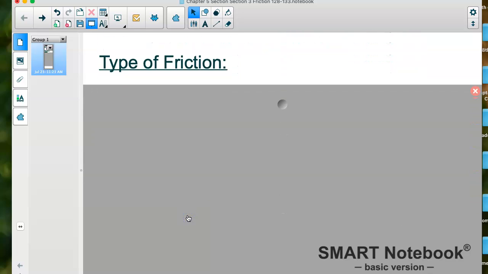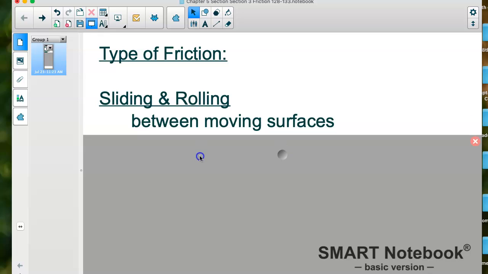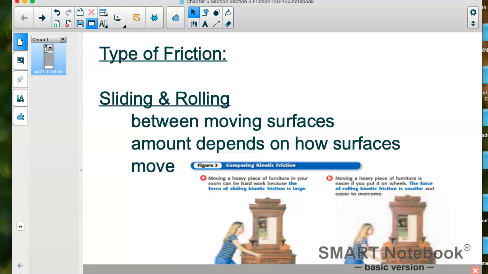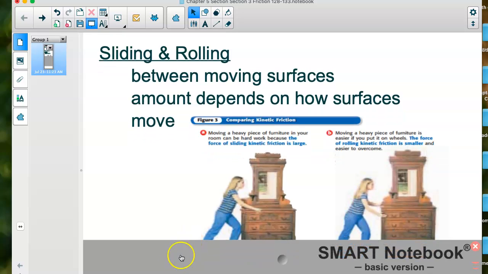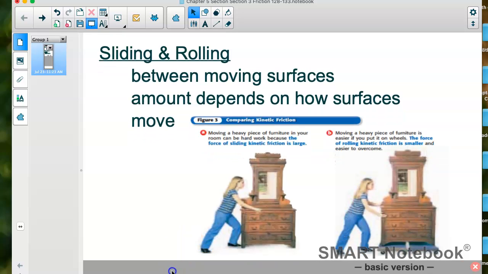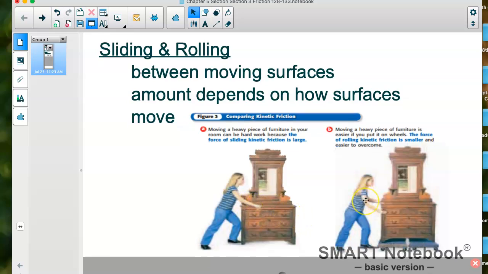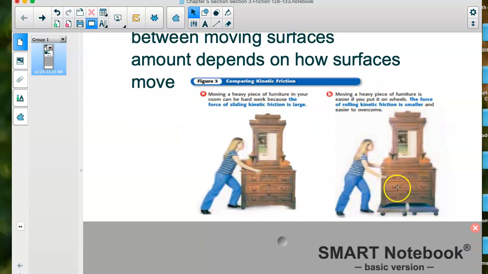So there are several different types of friction that we want to address. We have what's called sliding and rolling. So obviously this would be between moving surfaces. So the amount would depend on how the surfaces move. Think about trying to move this piece of furniture if it doesn't have wheels on it, right? It's going to be pretty tricky sliding it across the floor. But if you put wheels on it like they did in this picture, or you put those scooters underneath it to move it, it's going to be so much easier to roll across that floor than it would if you're trying to drag it without wheels.